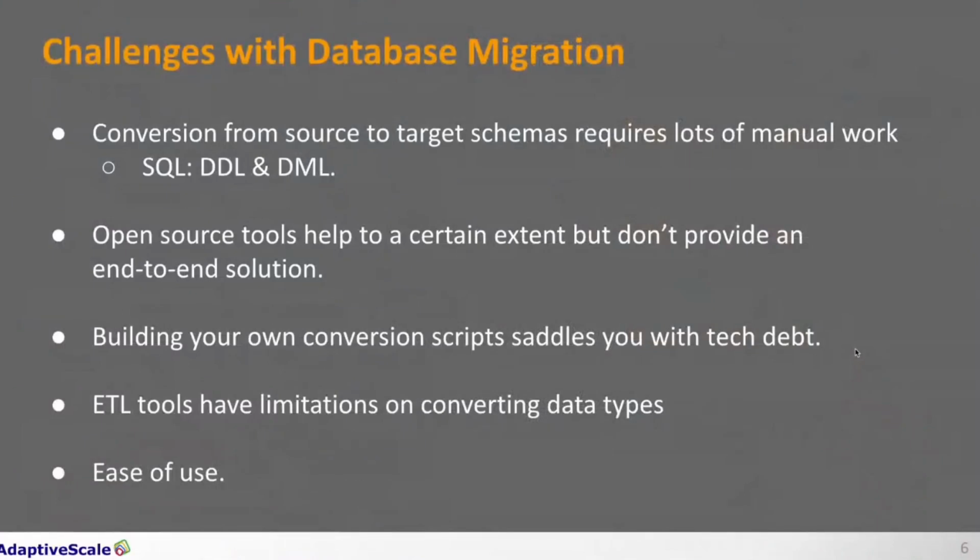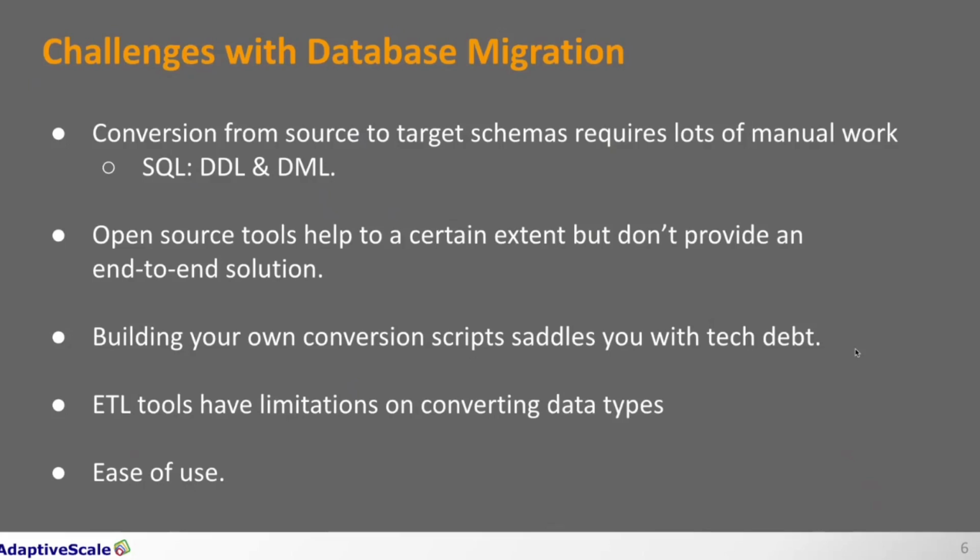One is that a lot of conversion needs to happen from the source database to the target database. In our webinar topic today, the target database is going to be Snowflake, and we'll see how we can move data from Postgres or MySQL to Snowflake. If we do not have some sort of automatic tool, it requires lots of DDL and DML operations to do manually. On the other hand, there are open source tools that help in certain ways, but none of them provides an end-to-end solution, which leads you to building your own conversion scripts and lots of script management.